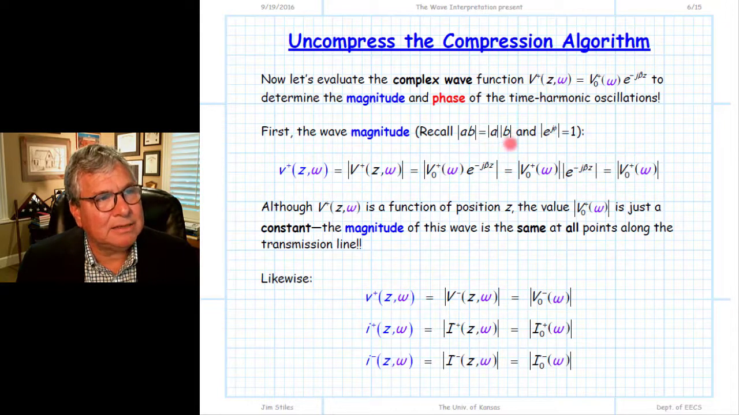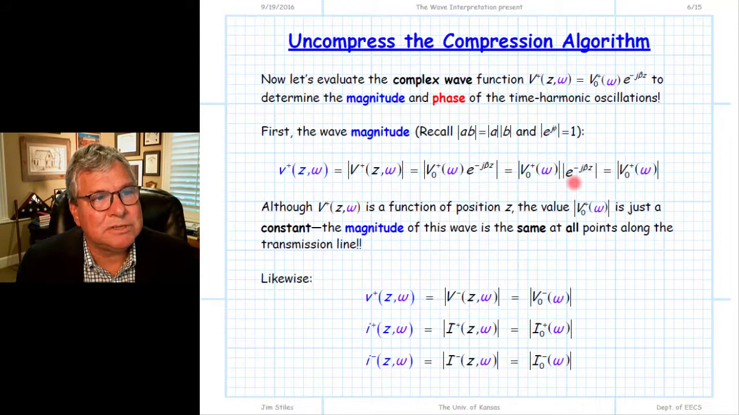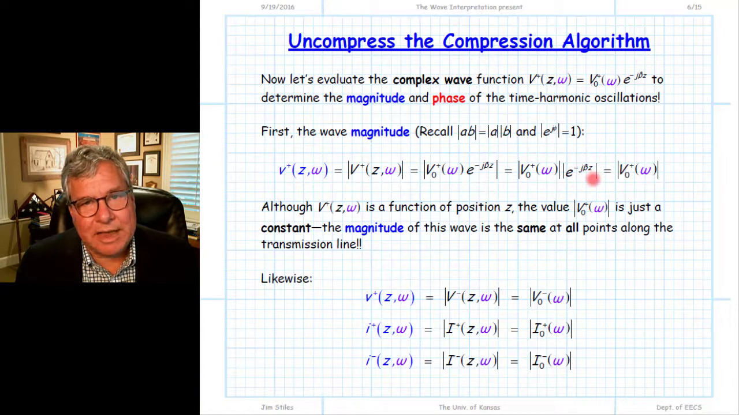But in this case, we write this form. So we take this V plus, we separate it into two terms. We take the magnitude of each term and multiply them together to get the magnitude of the product. And of course, the magnitude of a complex exponential, remember, is always equal to 1. e to the minus j beta z changes as a function of z. It's a complex number whose phase changes with z, obviously, since it's e to the j beta z, it changes with respect to this value z there. But when we take the magnitude of it, it's simply a value of 1. It does not change as a function of position.